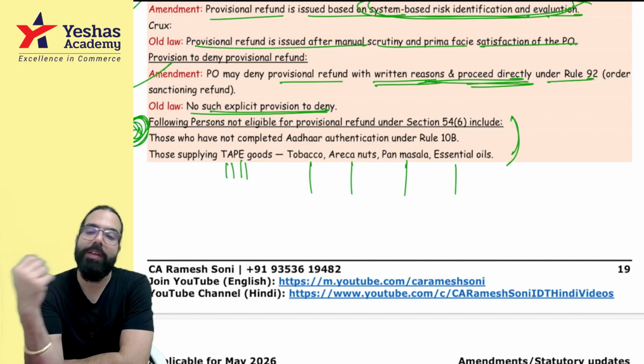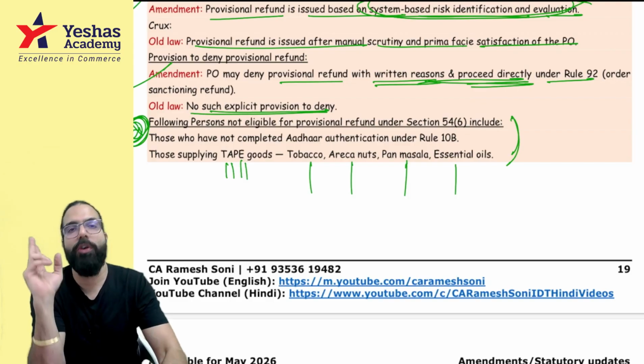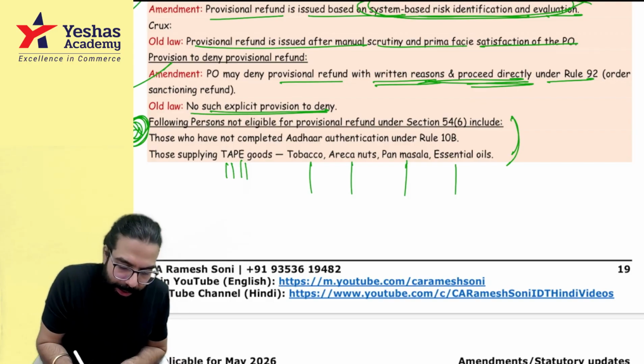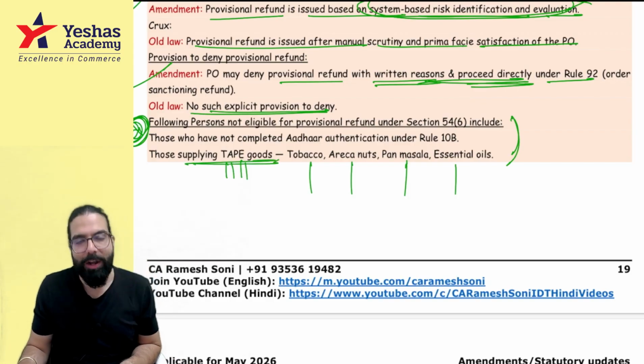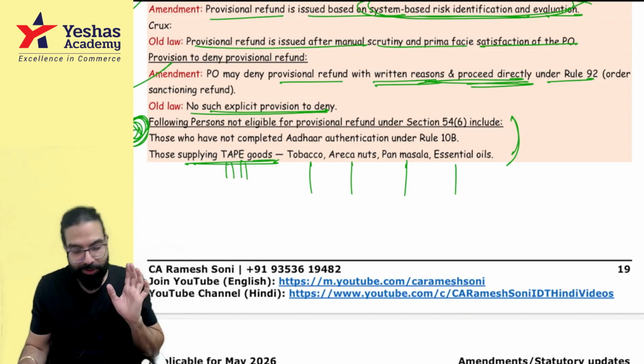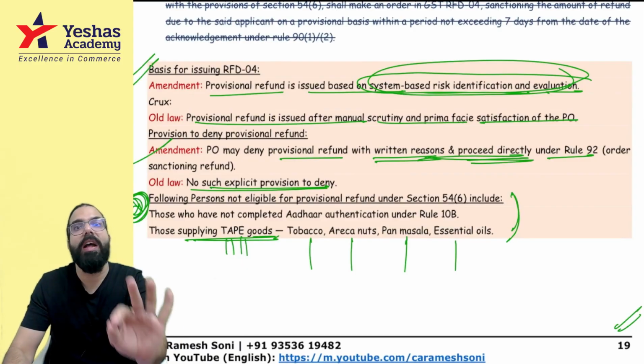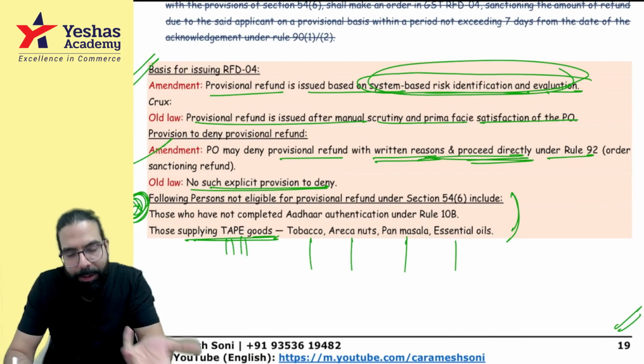2 marks question for exam. Who will not be given provisional refund? Everyone. Number 1, who has not done Aadhaar authentication. Number 2, who is a supplier of TAPE: tobacco, Areca nuts, pan masala, and essential oil. Done, sir. This point is clear. Baba, this is it, which is the amendment in refund. Nothing, no amendment at all.